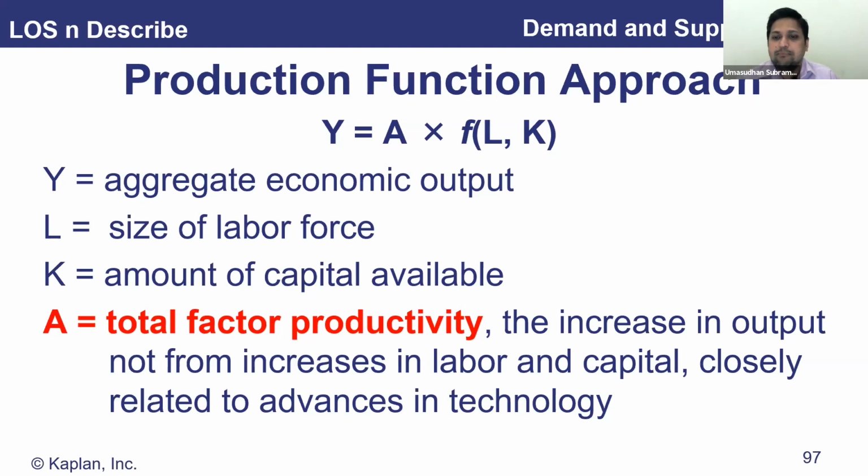Which one is going to go up in your formula? Y equals A times function of L and K. You are exactly right. Productivity is going to go up. Factor productivity. So this is what it is.